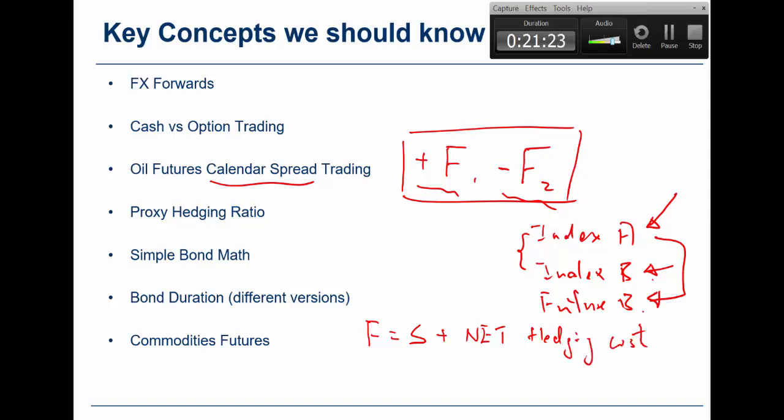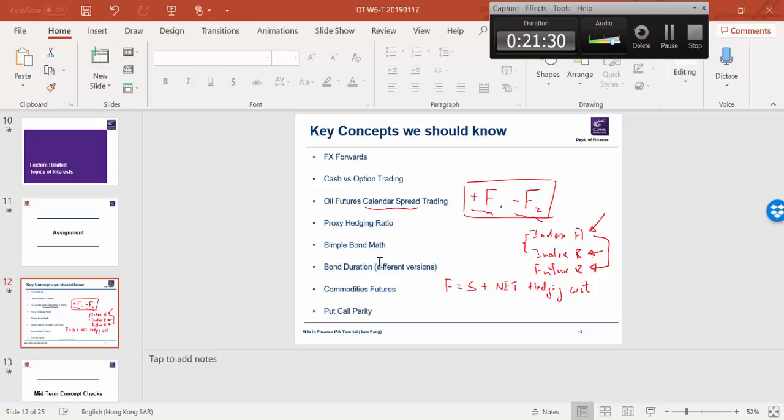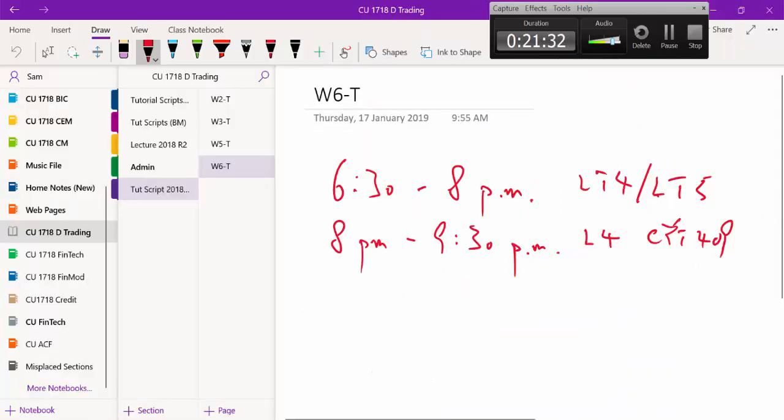Okay, now that's simple enough. You can remember that anytime, but what does it actually mean? It means that the forward is always going to be the spot plus, well, what are my hedging costs?